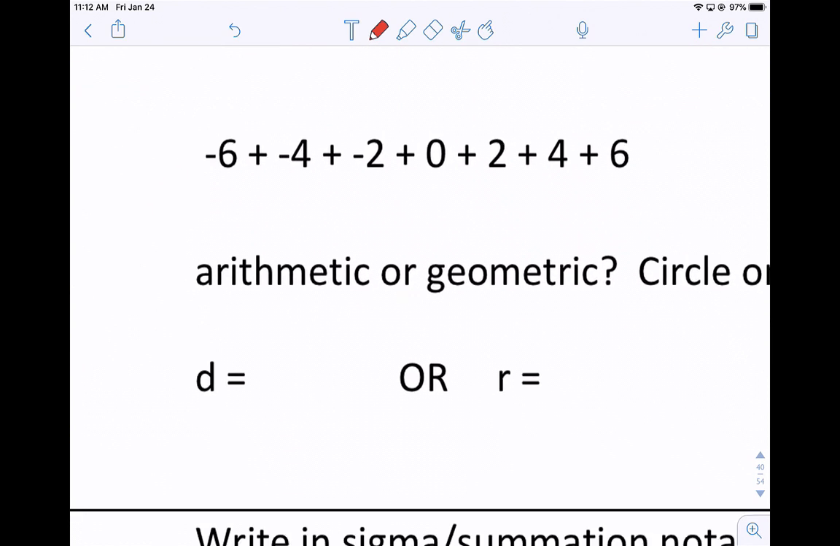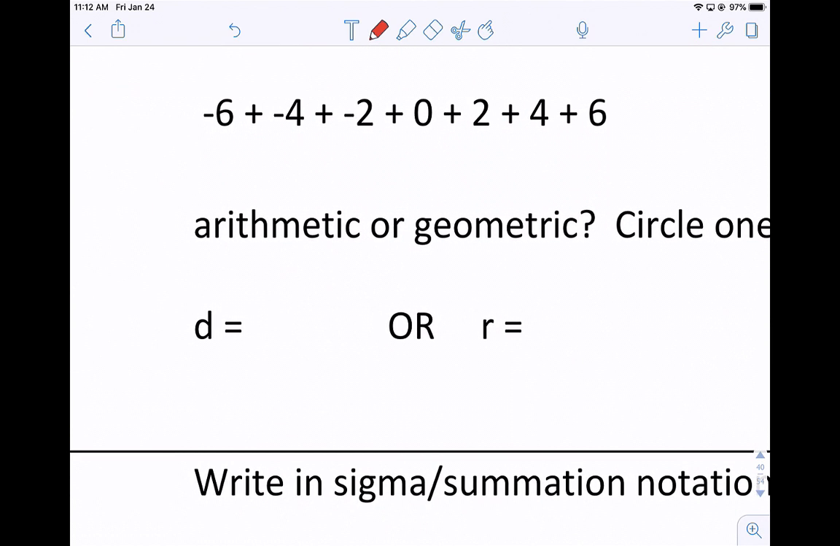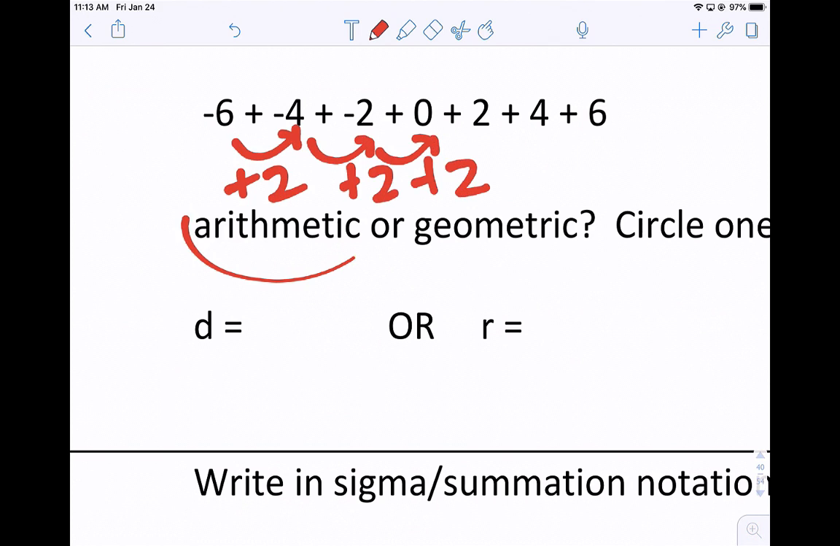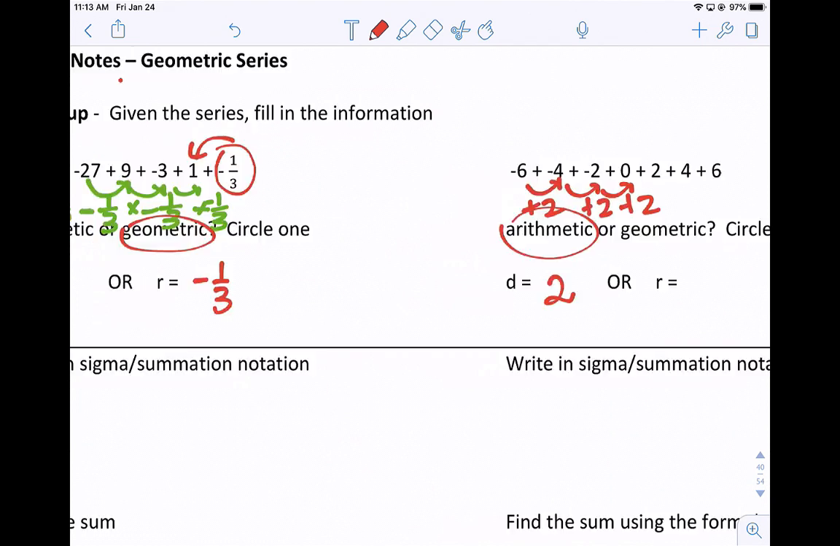Let's take a look at the next one. Is it arithmetic or geometric? And this one, if you notice, you can add 2 every time, and you'll get the next term, which makes it arithmetic, with a common difference of +2.